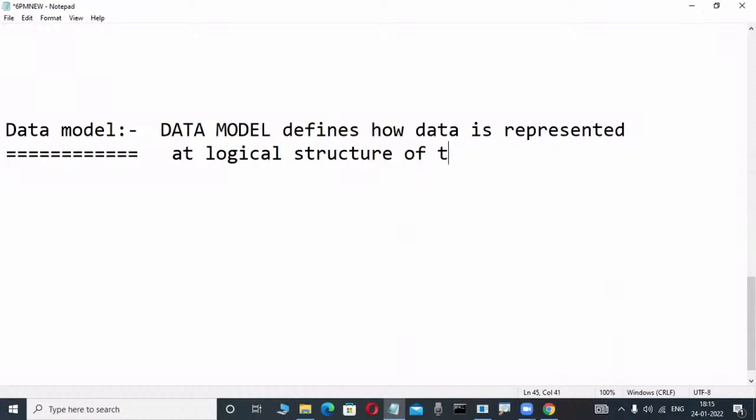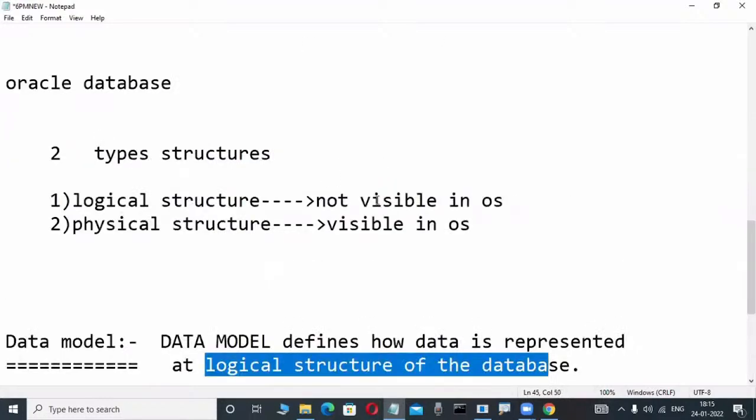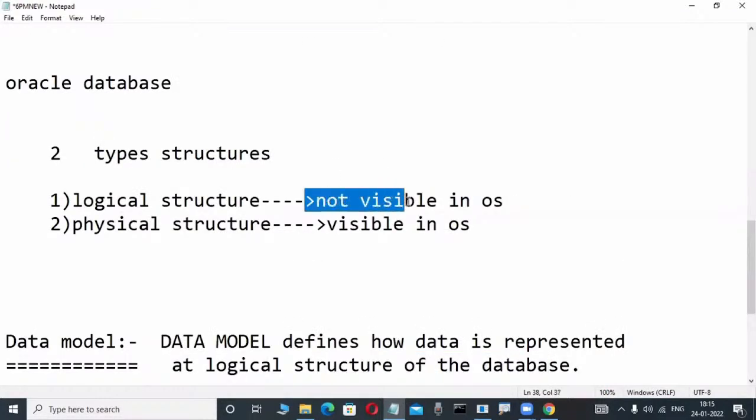Observe here, logical structure of the database. What is logical structure? In previous classes I told you, a structure which is not visible in the operating system is called a logical structure. Maybe you are creating a table, which is not visible in the operating system, but that structure is visible in the database.